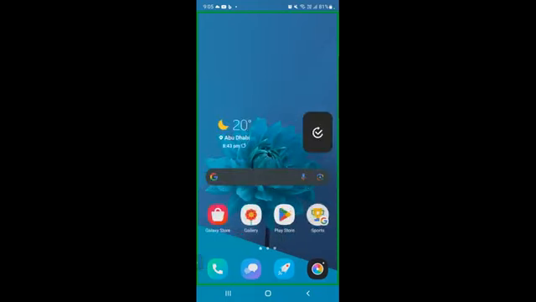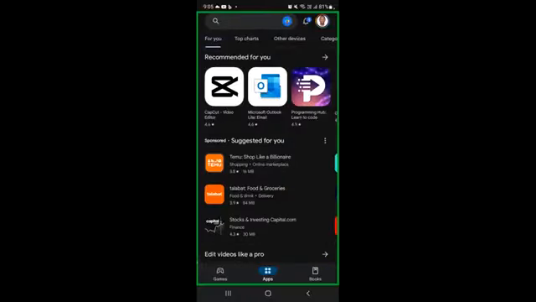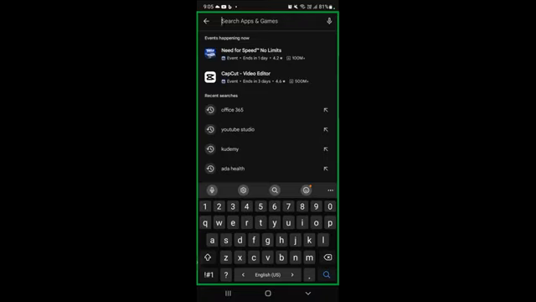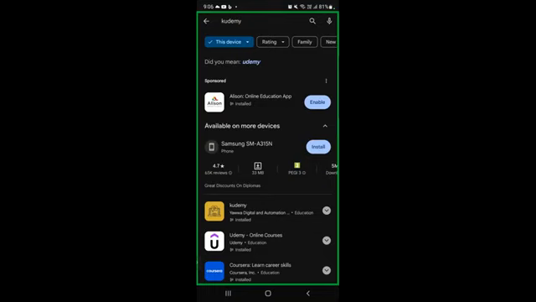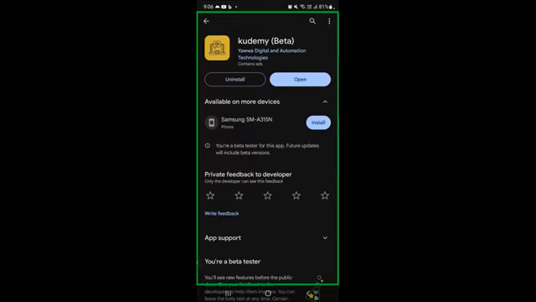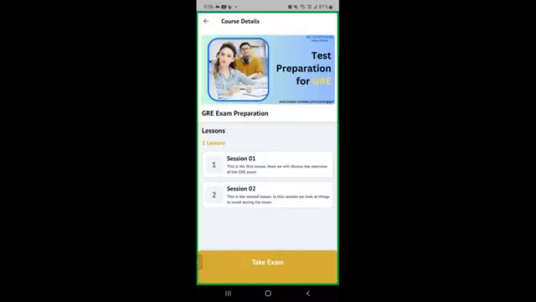So for those who want to practice and learn about these exams, go to Play Store. You search for Kudemy. This is our app. You see it, the one in orange or yellow. You can see this is from Yawa Digital and Automation Technologies. This is our company. Install it and then open it.